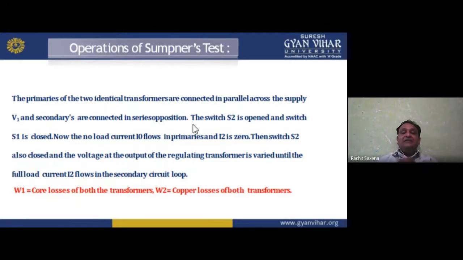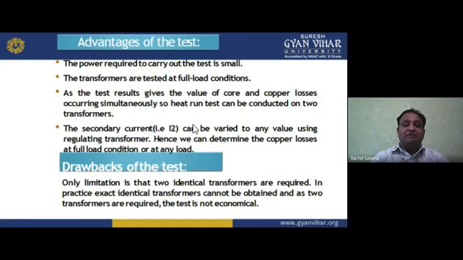We combine it and give a name, Sumpner back-to-back test. In this, we are getting both tests simultaneously. Now advantages. The power required to carry out the test is very small. The transformers are tested at full load conditions. You can apply load on it. The test results give the full value of the core and copper losses occurring simultaneously.